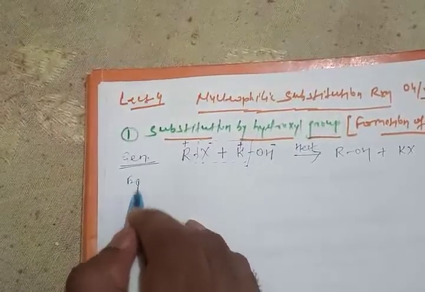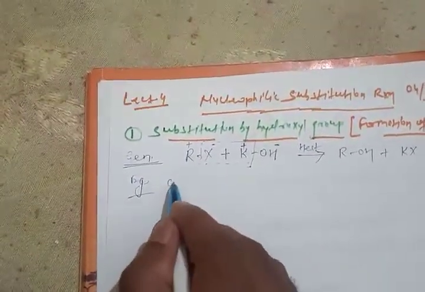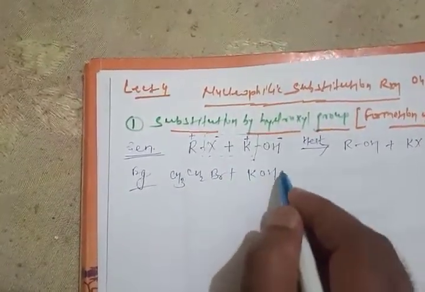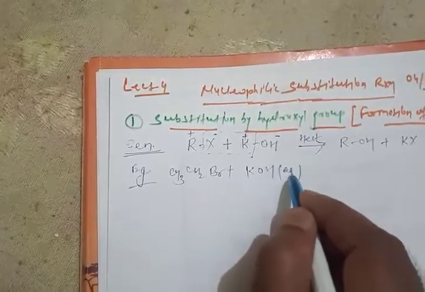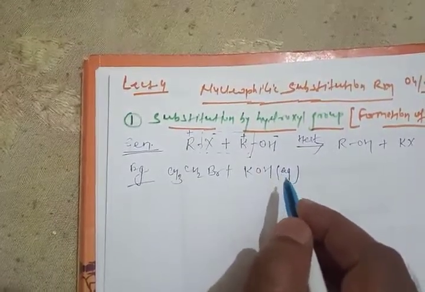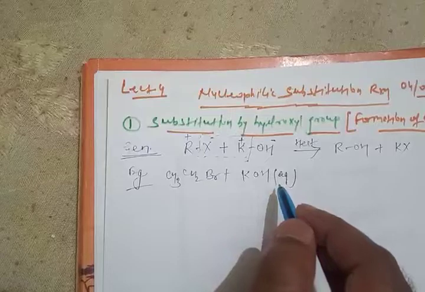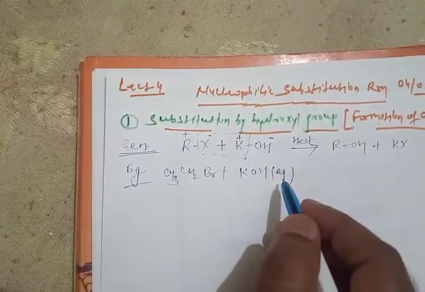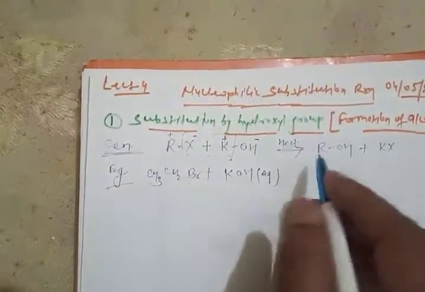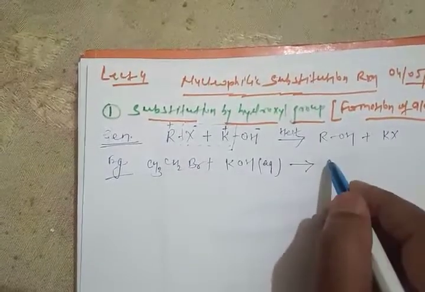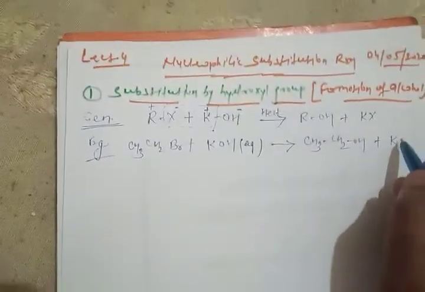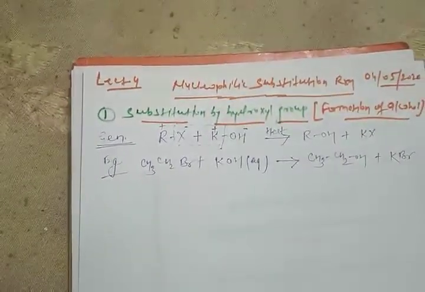So let's take an example of CH3CH2Br, then KOH. For this KOH, here I am writing aq, meaning aqueous. KOH can be used in two forms. One is the aqueous form, the other one is the alcoholic form. This I will discuss in the next video when we talk about the elimination reaction, where I will explain the role of aqueous and alcoholic KOH. So what will we get? We get CH3CH2OH and KBr.